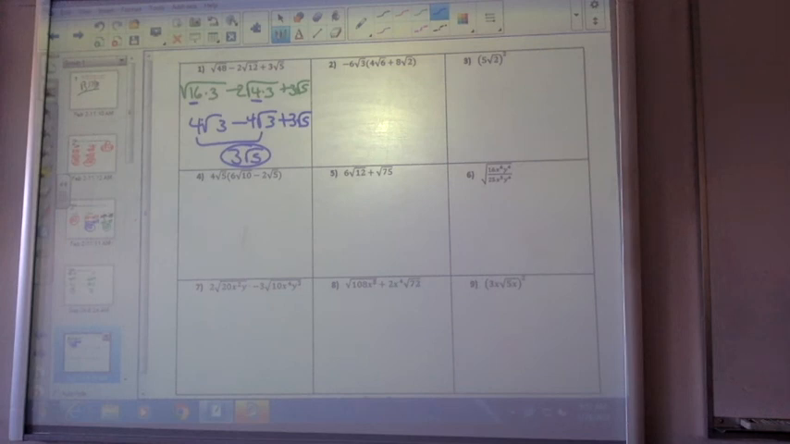Okay. And then I have 4 root 3 minus 4 root 3, so those are the same thing, so they cancel each other out. And then the only thing I have left is 3 root 5. Okay. May I move forward? Okay.